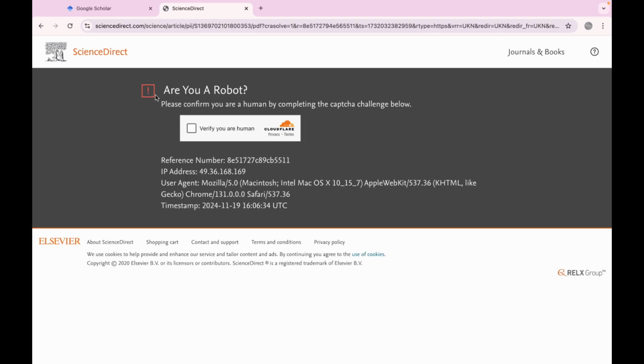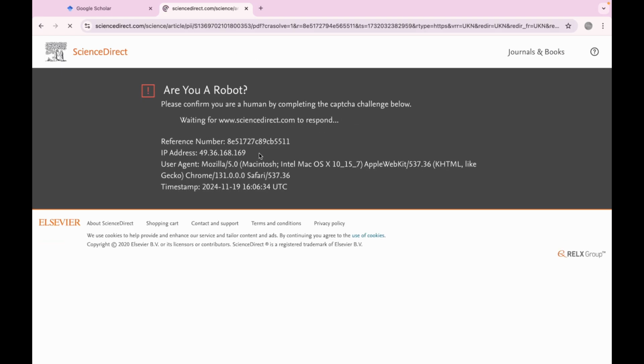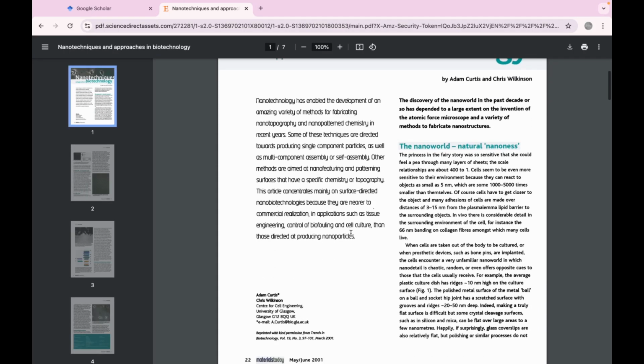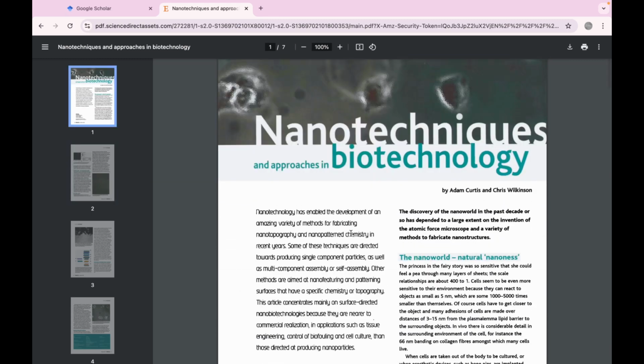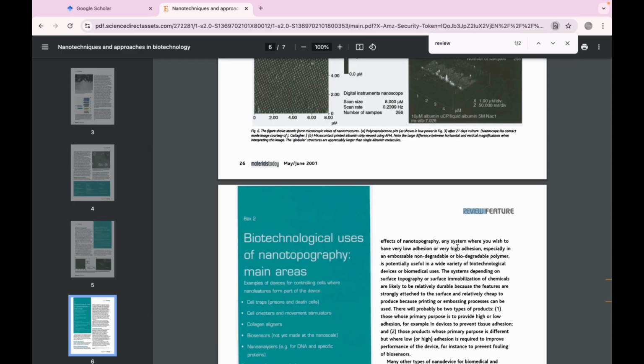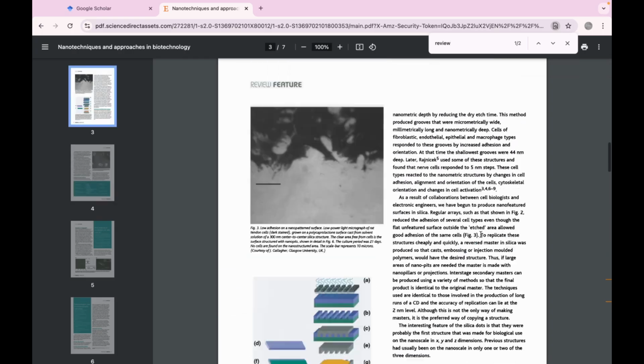We have to confirm that you're not a robot first though. See, the main PDF is there. Now we can study and understand what it is. You can do this, otherwise you can just read it, but review feature.